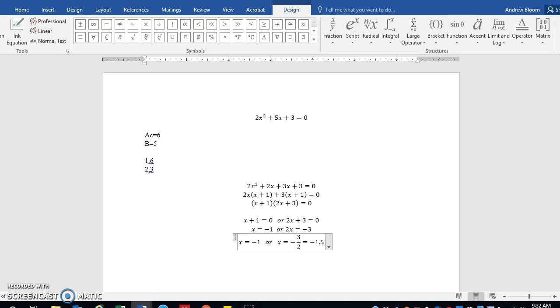If you plug them back in and check them, they will check out. If we use negative 1 and plug that in up here, negative 1 squared is positive 1, and so this is 2. 5 times negative 1 is negative 5 plus 3, so 2 minus 5 plus 3 is equal to 0. And if we plug in the negative 3 over 2, we would see a similar thing. The left-hand side would simplify to be 0 as well. So you want to make sure that you check, and it's okay for you to check with your calculator. That works also.